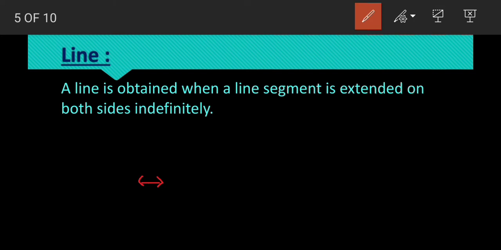Now come to the line. What is a line? A line is obtained when a line segment extends on both sides indefinitely. If you move both sides of a line segment indefinitely, it has no endpoint. That is known as a line.